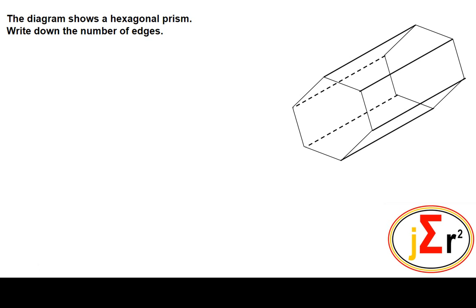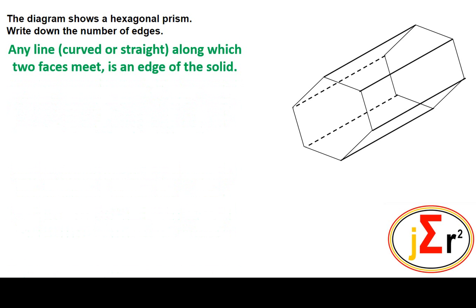The diagram shows a hexagonal prism. Write down the number of edges. Any line, curved or straight, along which two faces meet is an edge of the solid. Let us count the number of them. We are counting the number of edges.